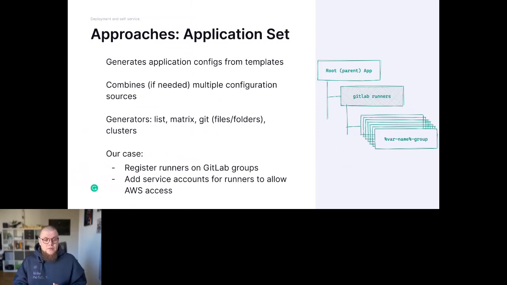Argo has another approach to deal with that. It is called the application set. Application set is a custom resource that generates configs from templates. It supports different methods for generating the content, for example, based on files and folders content or a list of values. The application set controller is installed alongside ArgoCD within the same namespace, and the controller automatically generates ArgoCD applications based on the contents of a new application set custom resource.